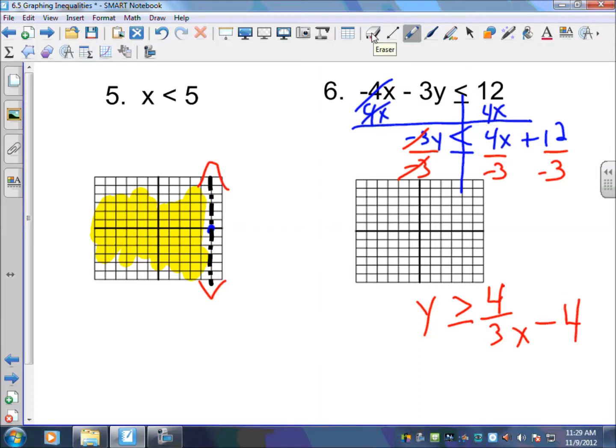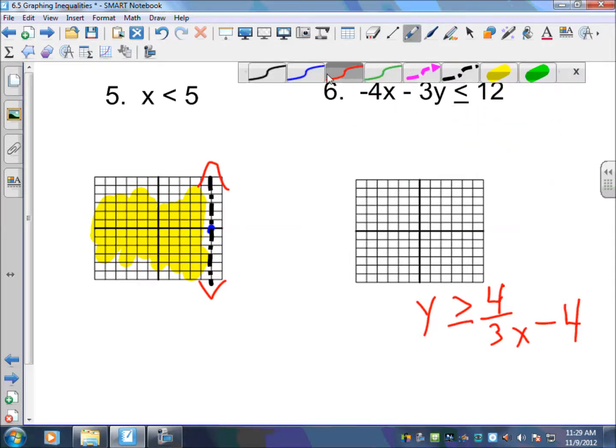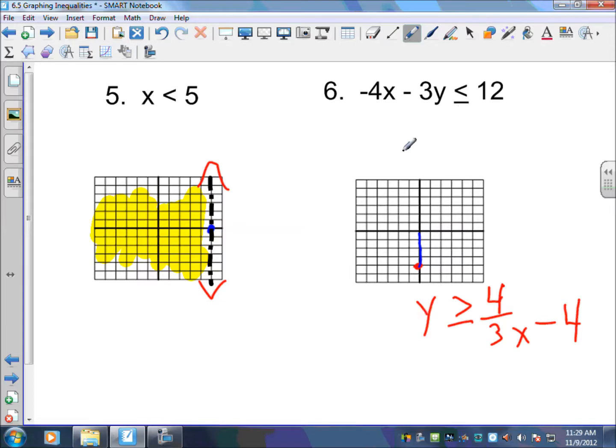Okay? So now I graph this just like I graphed before. I go to -4. 1, 2, 3, 4. Put my dot. Now, my top number is positive, so that means I'm going to go up 4. 1, 2. And I'm going to go over 3. Oops, what did I do wrong here? Did you see what I did wrong? Oh, yeah. Let's go back.